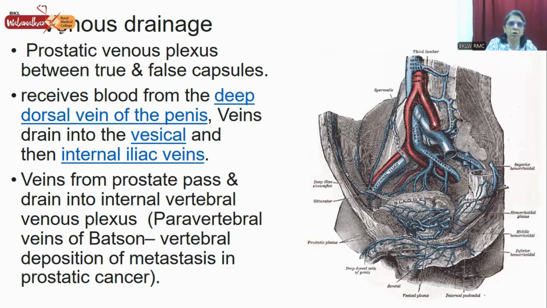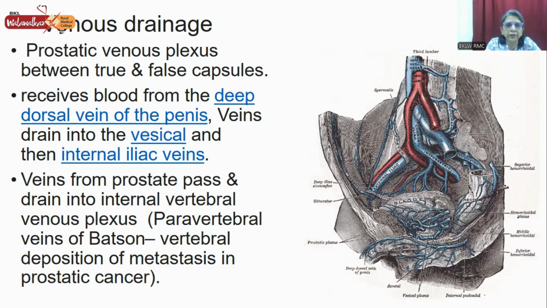the prostatic venous plexus, which is present between the true and false capsule, is important while doing the surgery. The blood received in the veins of this plexus is, one, from the deep dorsal vein of the penis. Also, the vein that drains into the vesical plexus and then into the internal iliac veins.